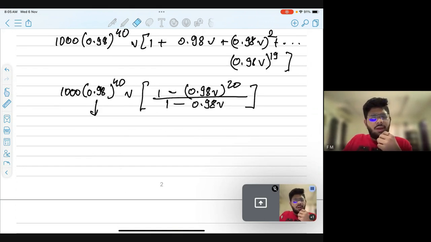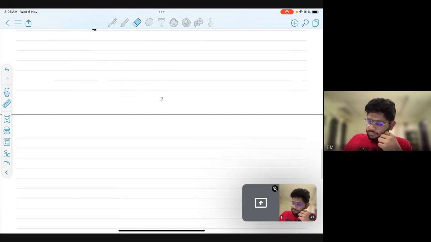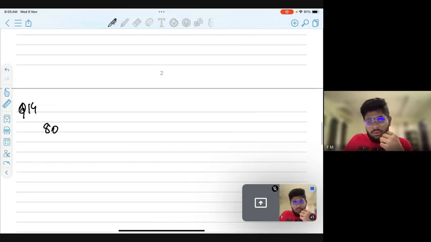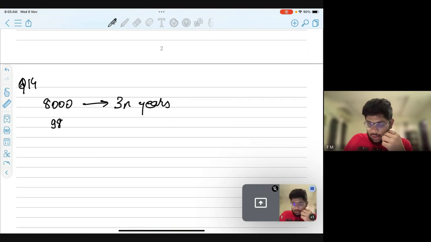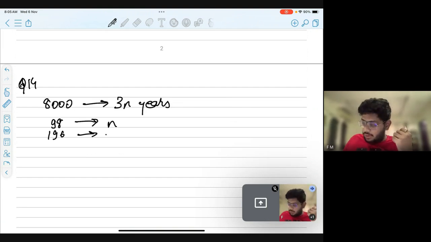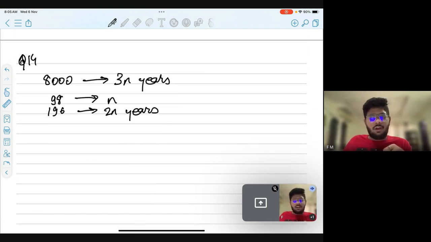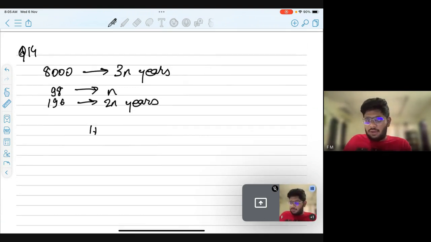14. To accumulate 8,000 at the end of 3 years. I think we have done this question as well. Deposits of 98 are made at the end of each of the first 10 years, and 196 at the end of each of the next 2 years. Calculate the annual effective rate of interest i. You are given that (1 plus i) to the power n is equal to 2.